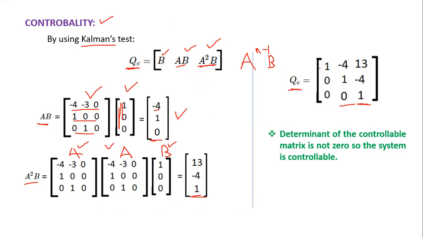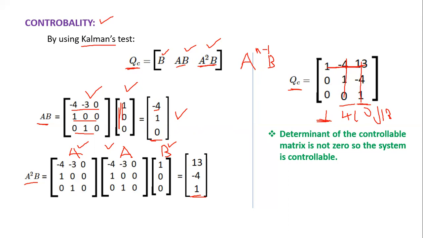Whatever the det for this matrix will come, 1 into AD minus BC. So 1 into 1 minus 0. So 1. Next minus 4 into second term, this row and this one you are removing. So 0 into 1, 0. And next 13 into, this first row and this one. Here also 0 into 0, 0. So 1 into 1. So we are getting det value as 1. If the det value is 1 which is not equal to 0, then we are saying system is controllable.